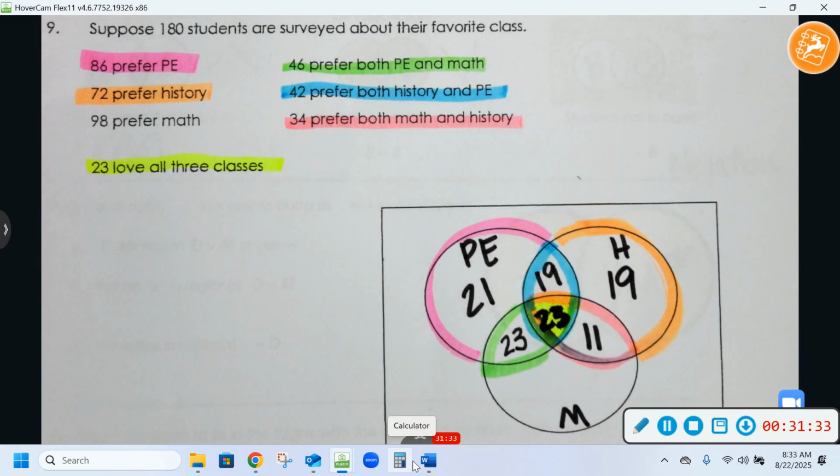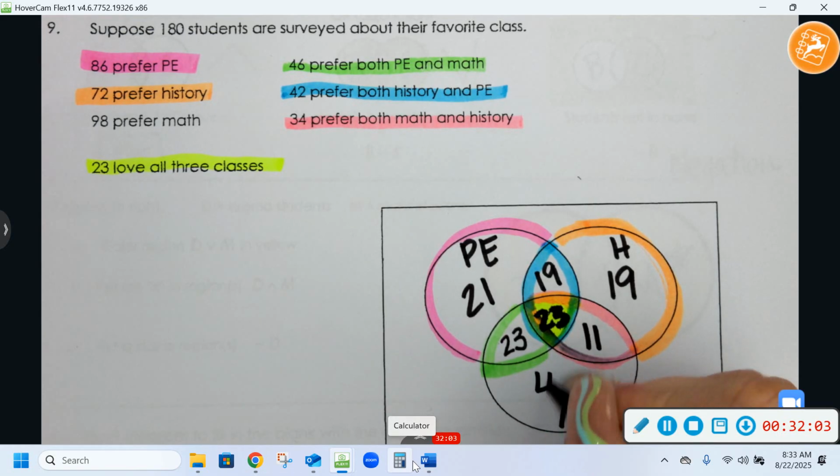19 more. And of course, the most amount of kids love math because it is the best. So 98 kids love math. Better be my kids out there choosing math. If you ever get surveyed, you better be like math. Just kidding. Love what you love. 98 prefer math. So 98 minus 23 minus 23 minus 11. 41.